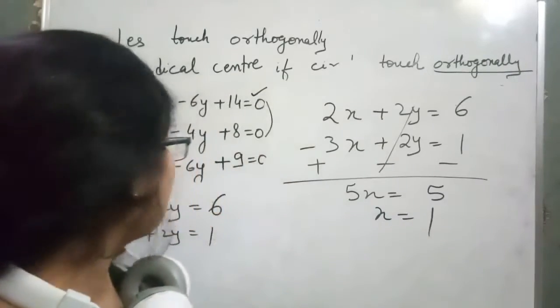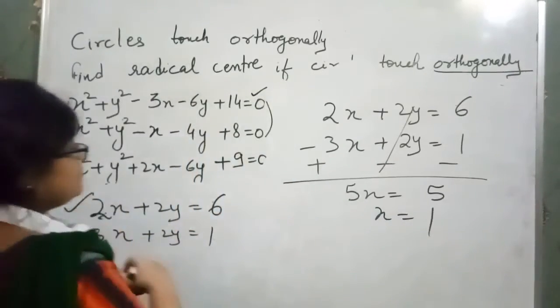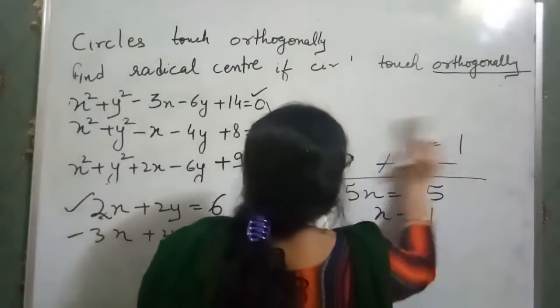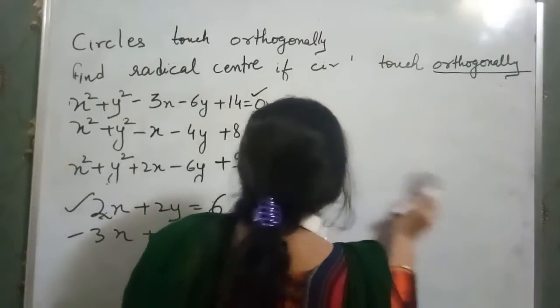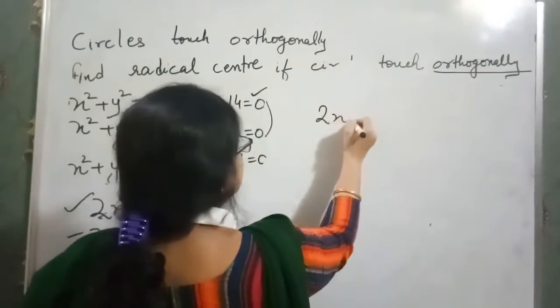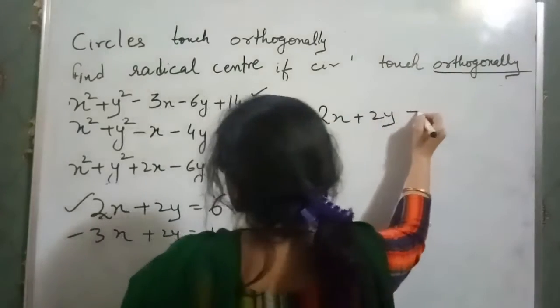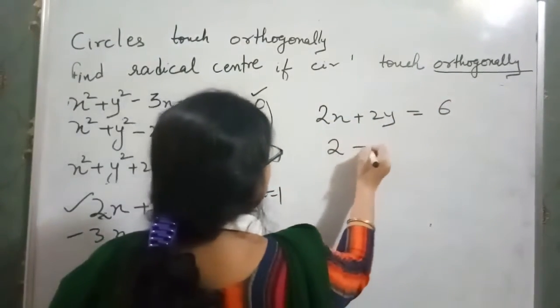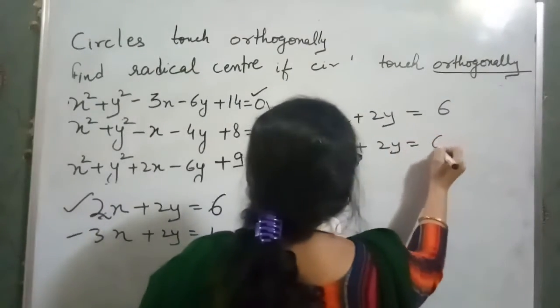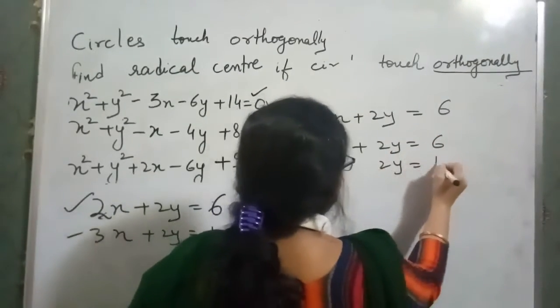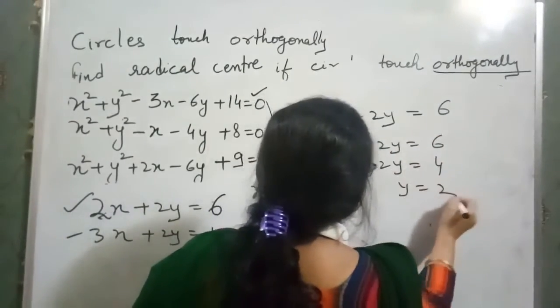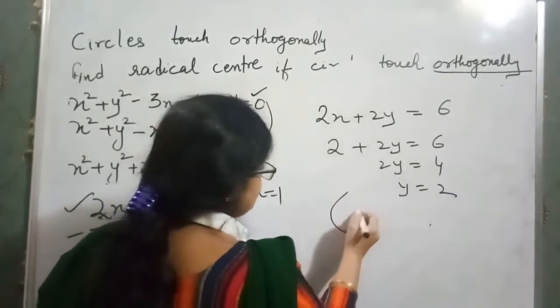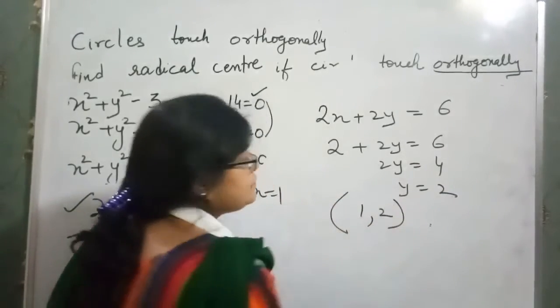Now put the value of x is equal to 1 in the equation. So we have 2x plus 2y is equal to 6. We have x is equal to 1, so we have 2 plus 2y is equal to 6. That is 2y is equal to 4. That is y is equal to 2. So the radical center of the circle is (1, 2).